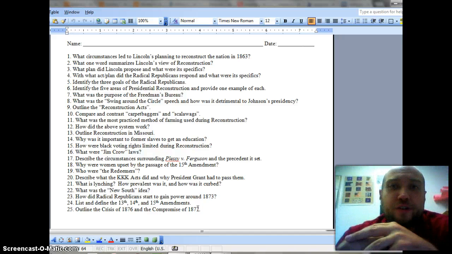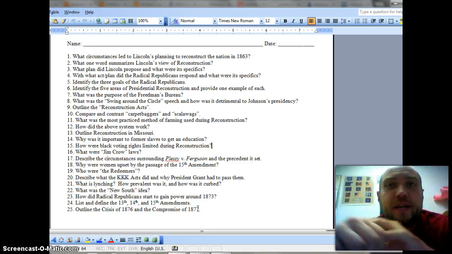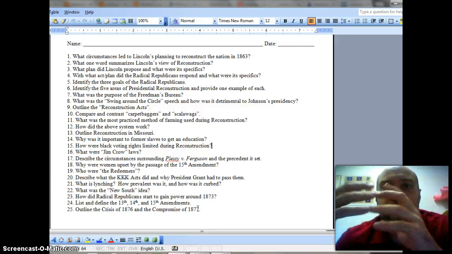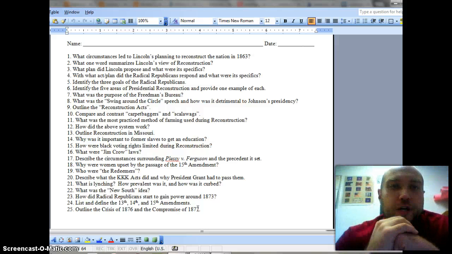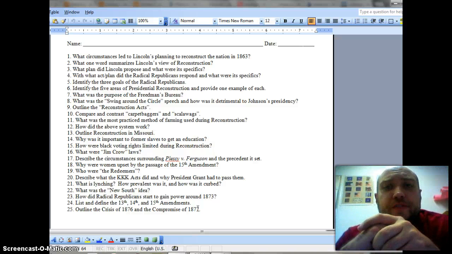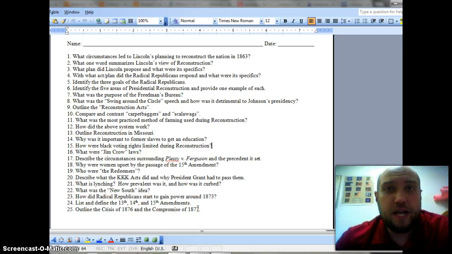So 1863, you've got the battles of Vicksburg and Gettysburg, which were huge Union victories. Vicksburg gave the Union control of the Mississippi. Gettysburg was as far north as the Confederates were going to push. Okay, number two, the one word that summarizes Lincoln's view of Reconstruction was reconciliation. He wants peace between the former nations.